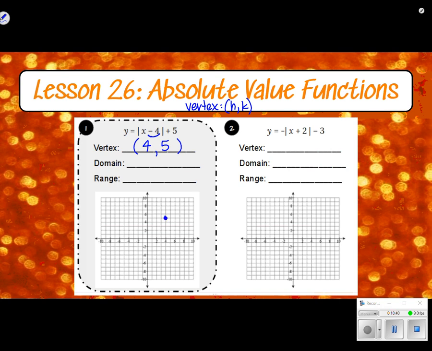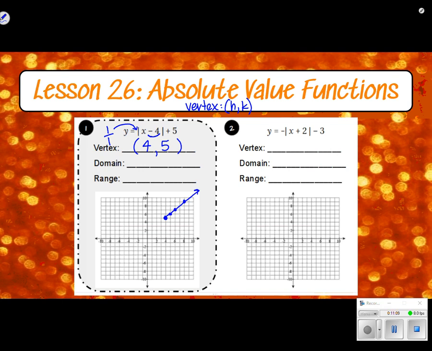There it is. All right, now the number in front, and there is no number written right now, but it is understood to be a 1. That is the slope of our right arm. And with slope, if we have a 1, it would be 1 over 1. So I can go from this point up 1, right 1, up 1, right 1. Now, if you're feeling very adventurous, you can go up 2, right 2, because 2 divided by 2 is 1. There is your right arm.